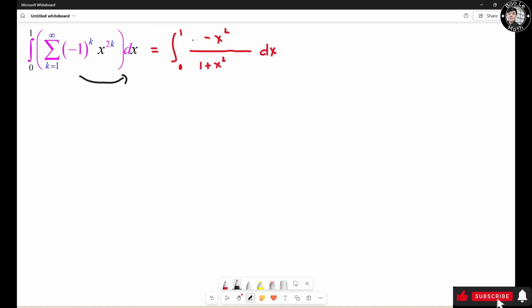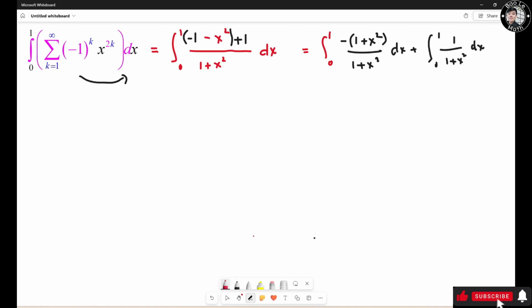Now I can add 1 and subtract 1, so I have negative 1 and plus 1 right here. So this turns out to be two integrals. I'm going to group this and this, so I separate it into two integrals. The first one is the integral from 0 to 1 of negative of 1 plus s squared over 1 plus s squared ds. The second one is the integral from 0 to 1 of 1 over 1 plus s squared ds.